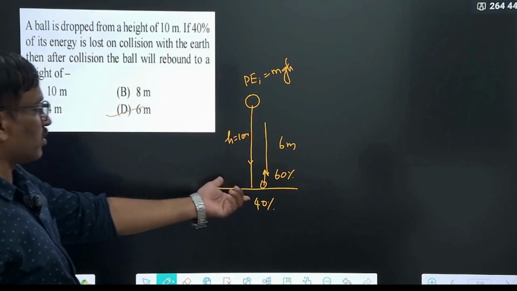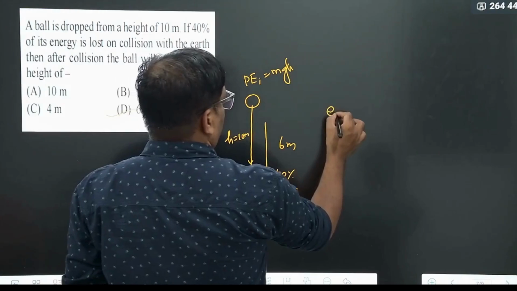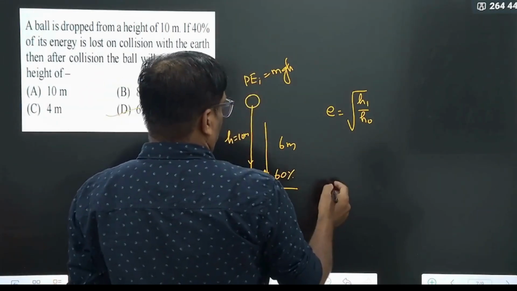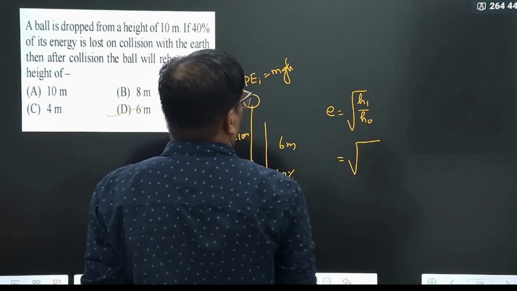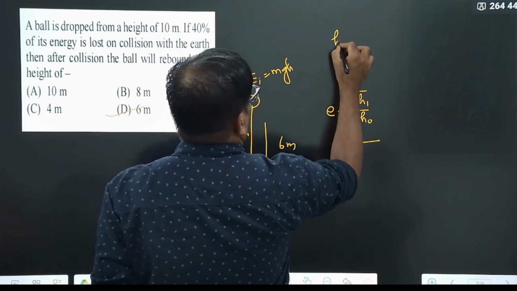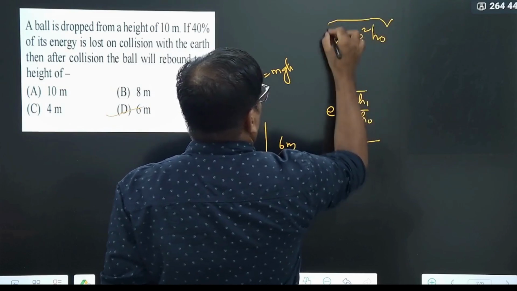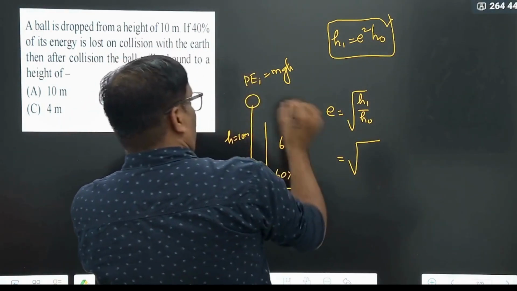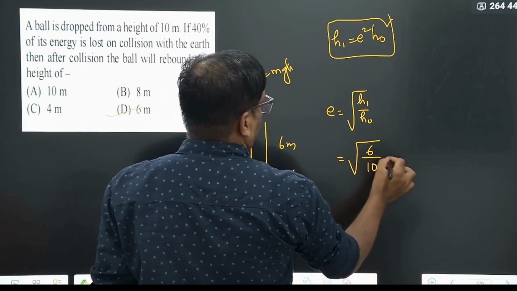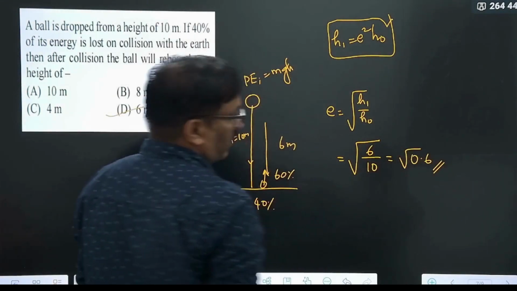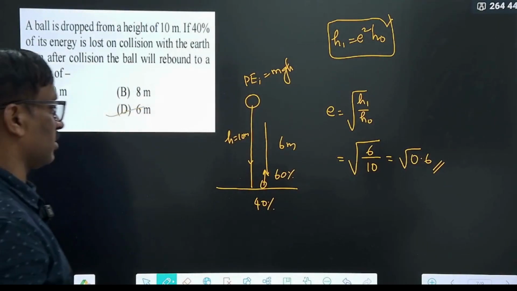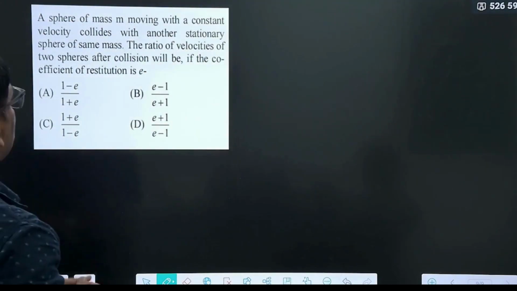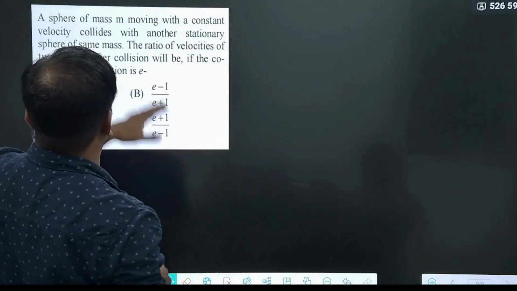Okay. So most of the time they will ask the coefficient of restitution. What is the coefficient of restitution formula? Square root of h1 by h0, because it is the first bounce only. So here you can write h1 equals e squared into h0, correct? So h1 means the height after the first bounce, 6 meters divided by 10. Therefore root 0.6 will be your coefficient of restitution. They may ask you questions like these. Clear?